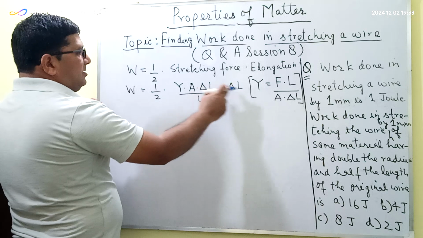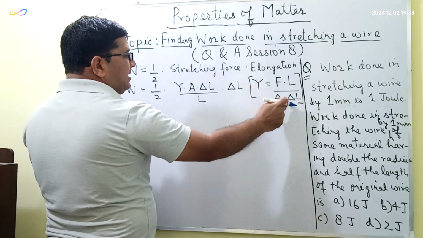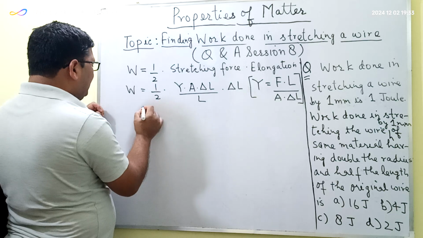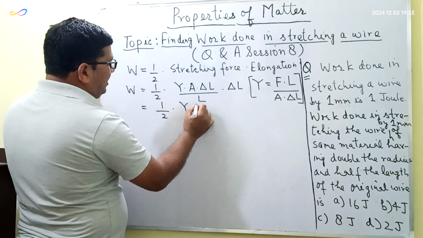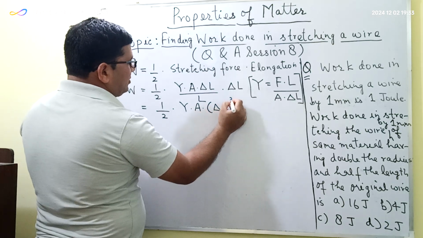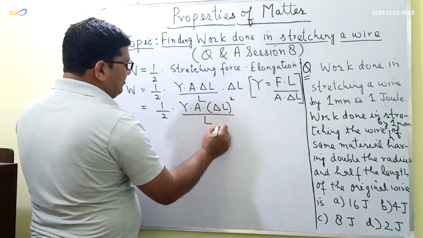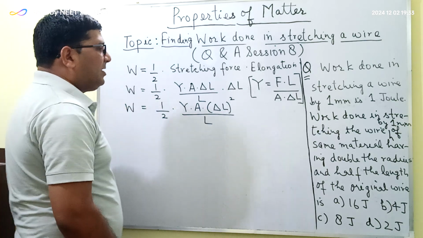By substituting the value of stretching force as Y A delta L by L, we have got this equation, and this can be written as 1 by 2 into Y A delta L square divided by L. So this is the equation of the work done in stretching a wire.